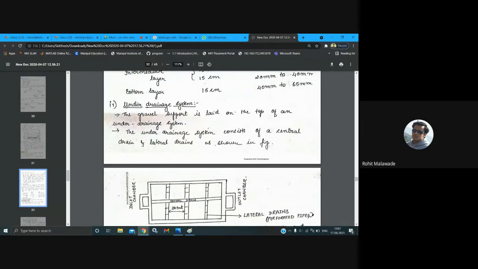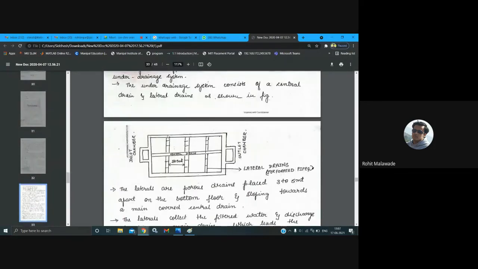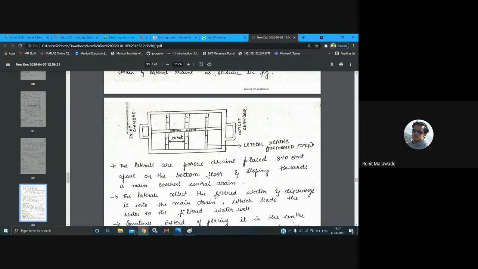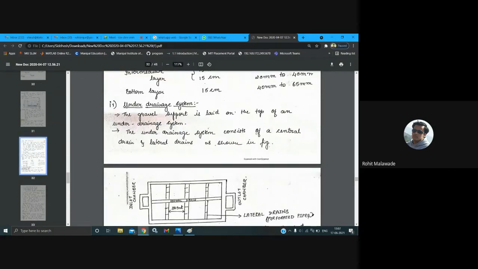So this is regarding the under drainage. The filtered water is first going to pass through the lateral drains, and from there it is channelized into the central drain. From the central drain, we will be taking this water from the outlet over here. So this is how the under drainage system works.